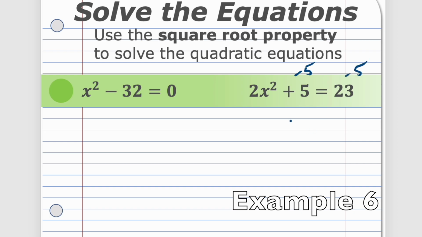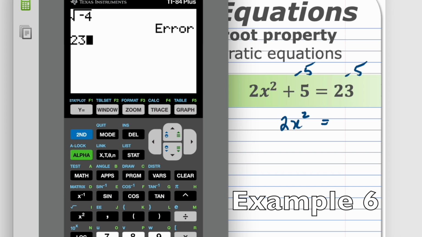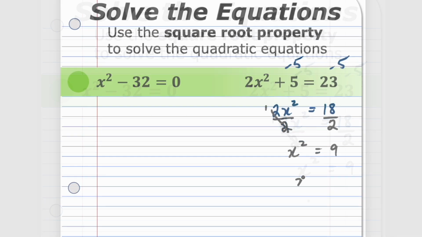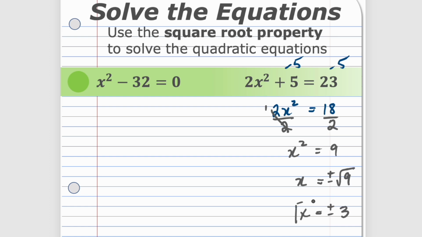Did you try this one? Subtract 5 both sides. 2x squared equals 23 subtract 5, 18. Now divide by 2. That makes a 1. X squared equals 9. X is equal to plus or minus the square root of 9. X is equal to plus or minus 3. Two answers for that one as well.